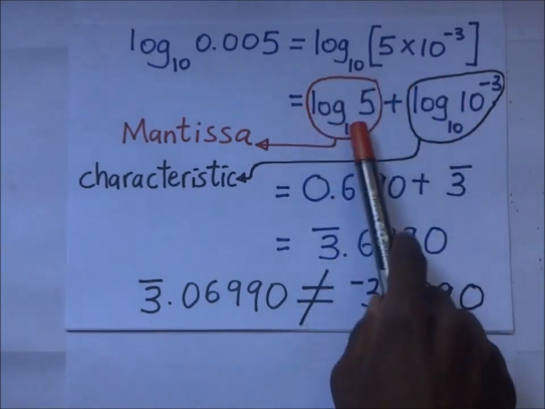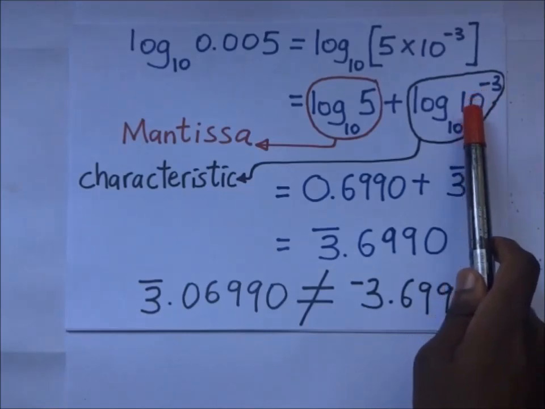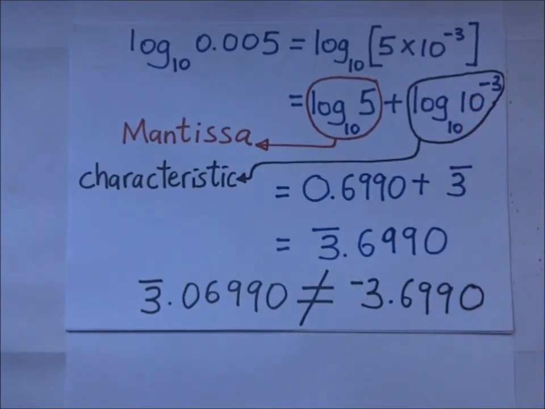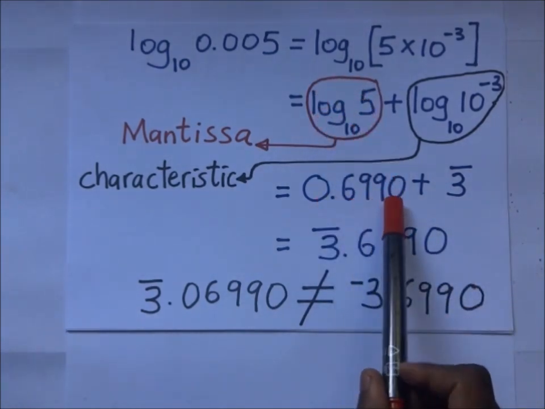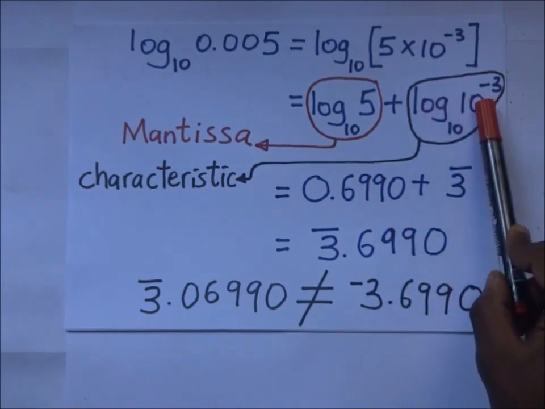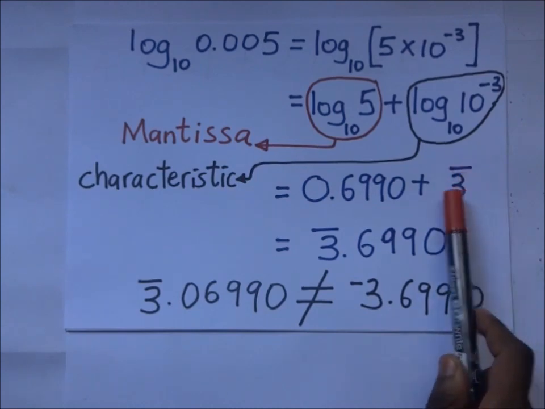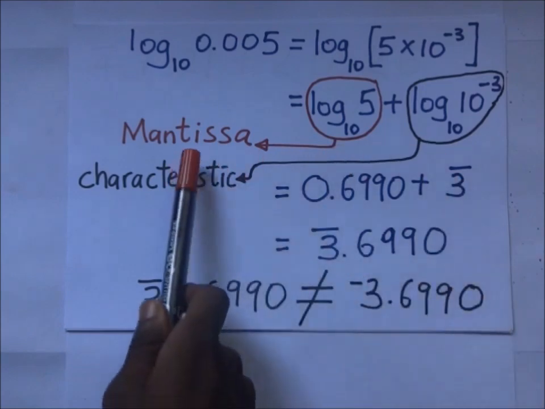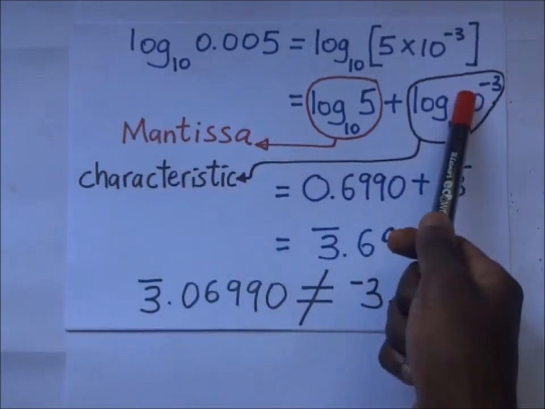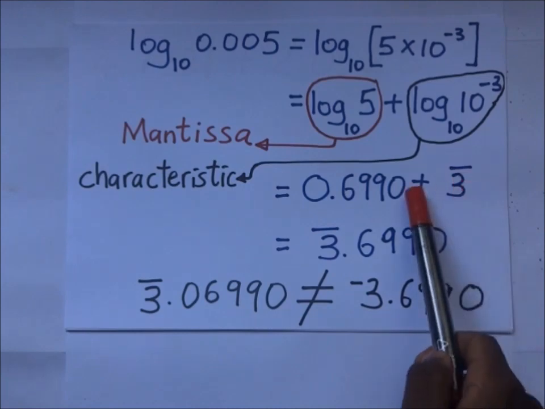And in such cases, this positive 1 is called the Mantissa, and this is the negative characteristic we are talking about. Now, in this video, we want to learn how we deal with these negative characteristics. So, when you find the log of 5 in your tables, it is 0.6990. And definitely this is going to remain as negative 3. But we treat it as 3 bar, not negative 3, because when we add this to that, as far as logs are concerned, we are going to add the Mantissa separately and the negative characteristic will be added separately.